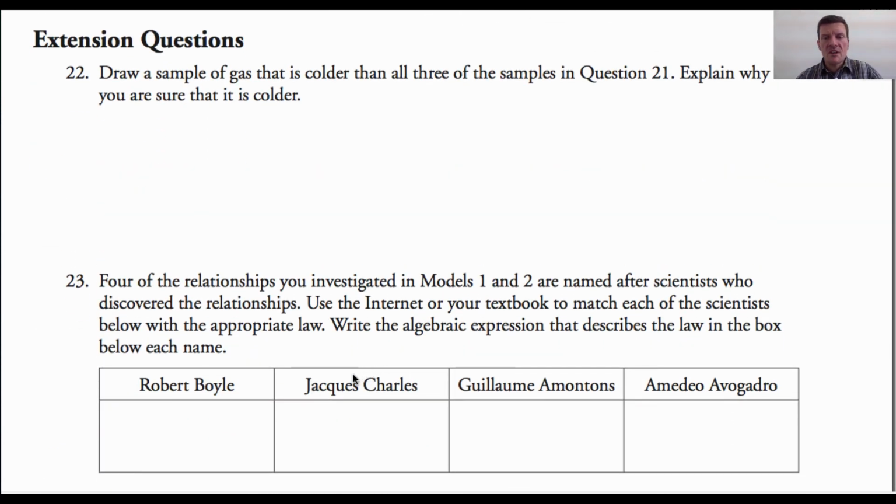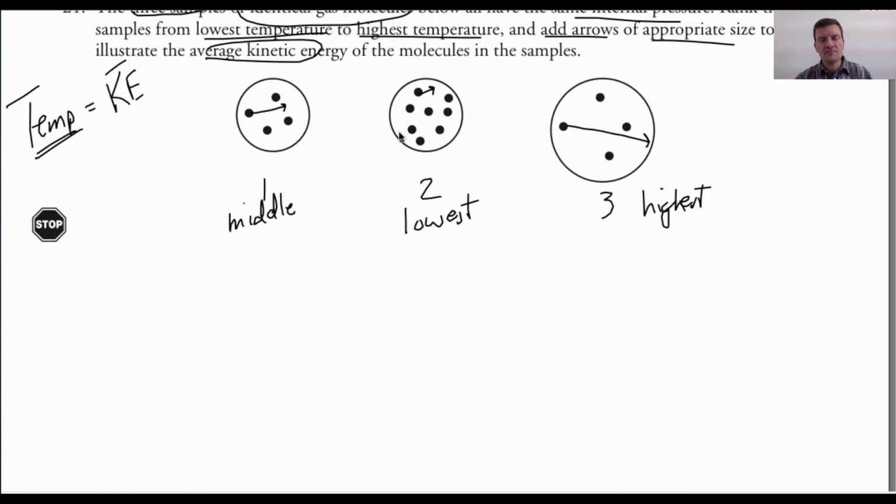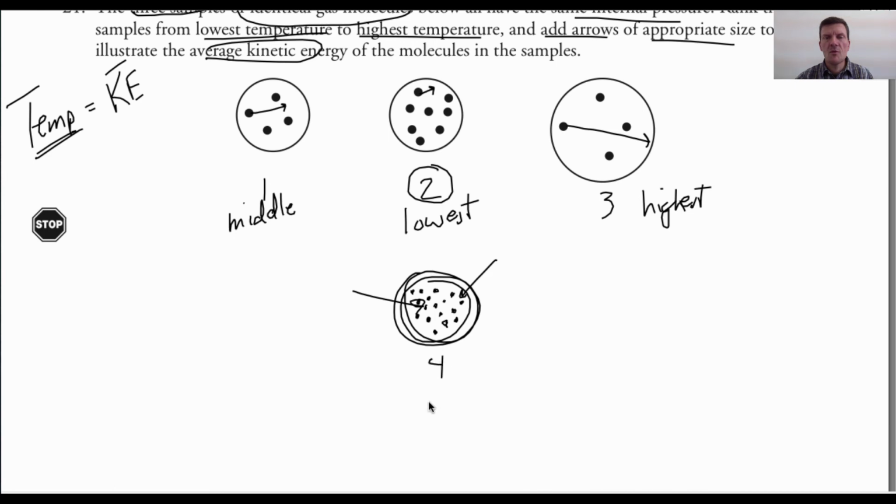Alright, so what we're going to do here is summarize all of this and come up with our equations that are going to help you understand all of these gas variables. Draw a sample of gas that is colder than all 3 of the samples in question 21. Explain why you are sure that it is colder. Okay, basically, if this is the coldest, I could draw the same size, it's not quite the same size, but let's say it is, and I would just put more particles in there. Basically saying that all of these particles that I'm putting in here have the same internal pressure as fewer particles here in balloon number 2. Therefore, they must have less energy here in balloon number 4. Okay?